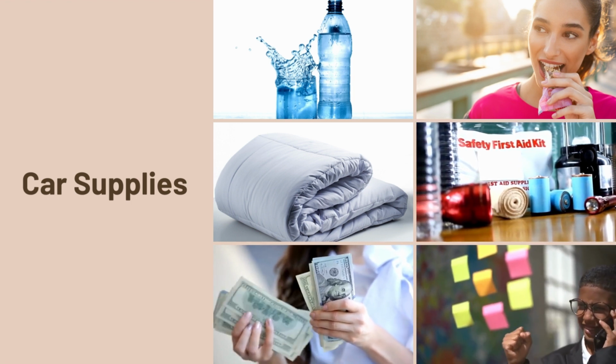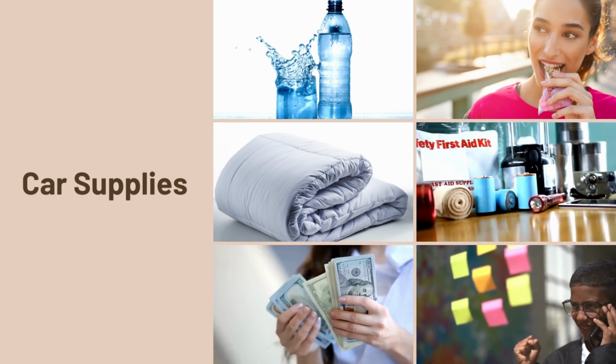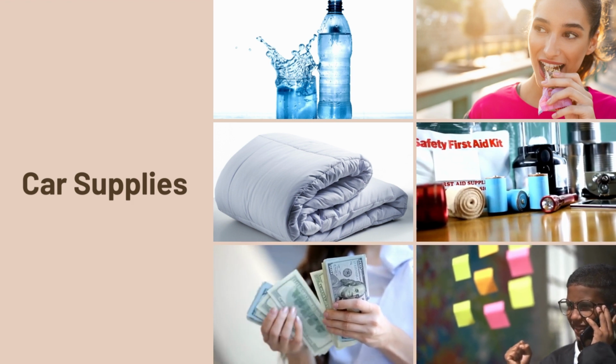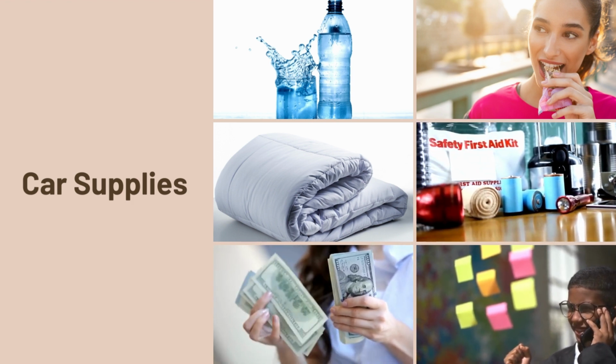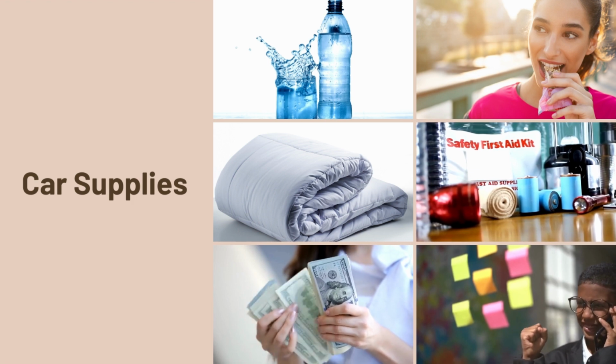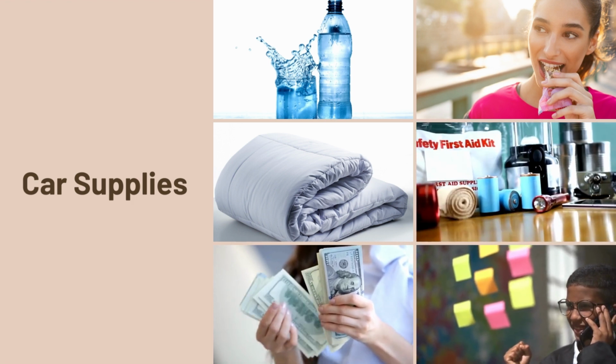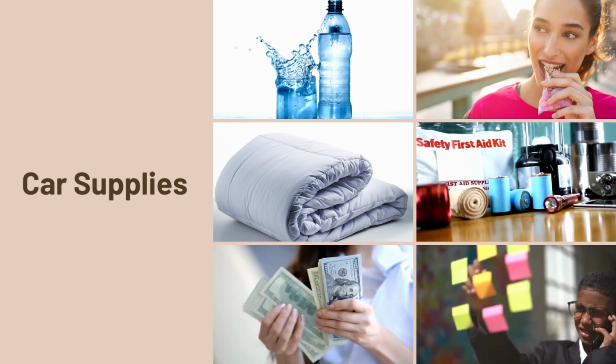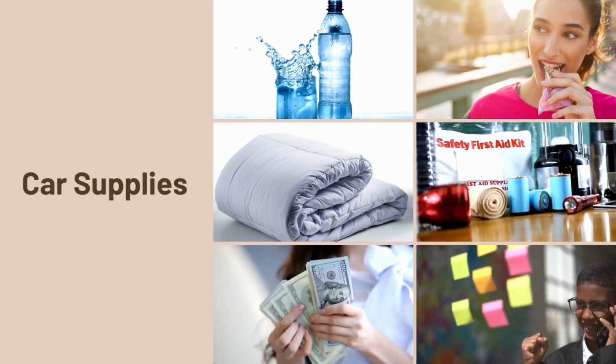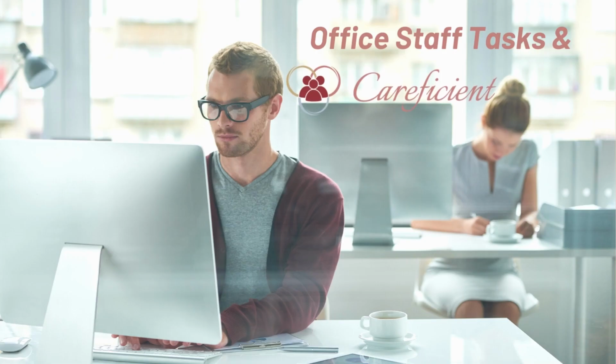Include extra sticky Post-it notes and a pen for leaving messages. Carry a box of gloves and a pair of work gloves to protect your hands. Consider a portable radio with fresh batteries, a crank, or solar charging capabilities. Coordination with office staff and utilizing CareFicient is essential for smooth operations.